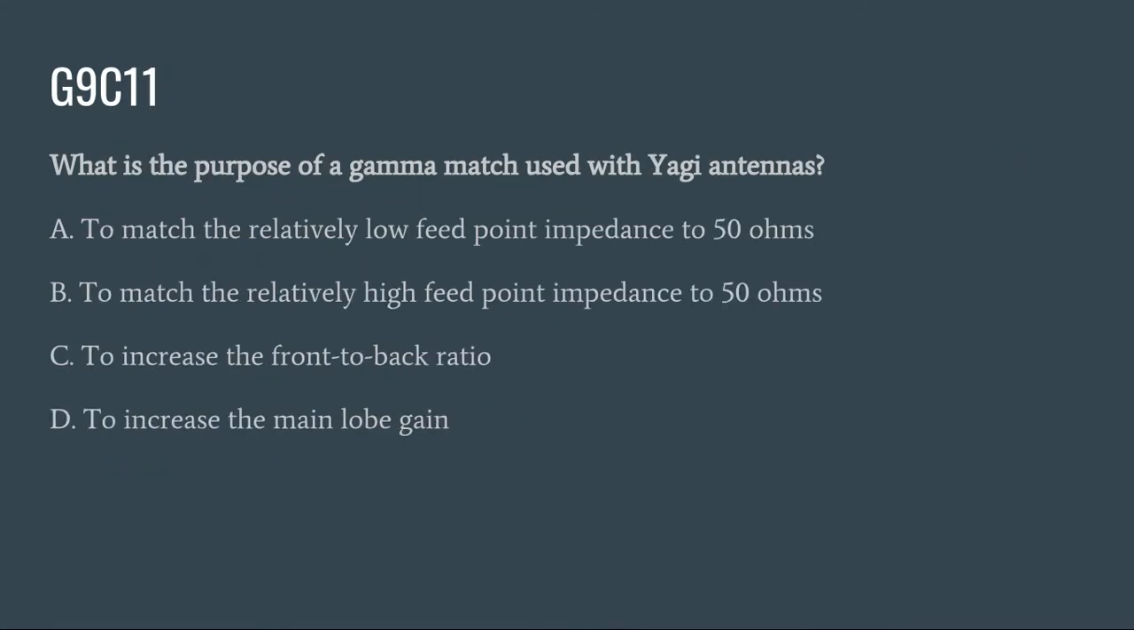G9C11, what is the purpose of a gamma match used with Yagi antennas? A. To match the relatively low feed point impedance to 50 ohms. B. To match the relatively high feed point impedance to 50 ohms. C. To increase the front to back ratio. Or D. To increase the main lobe gain. Correct answer is A. To match the relatively low feed point impedance to 50 ohms.